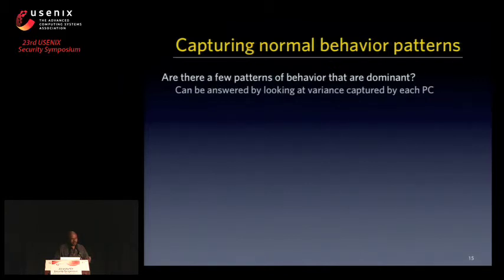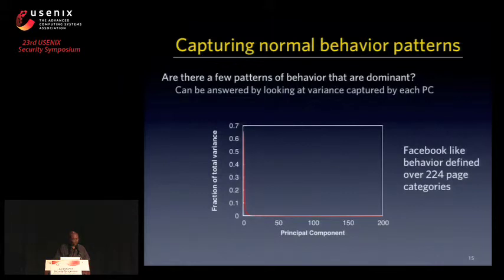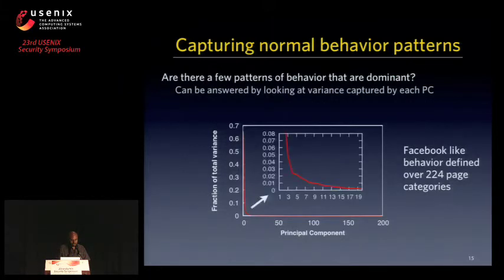Each principal component will correspond to some behavioral pattern. We can try to see if there are a few dominant patterns of behavior by looking at the fraction of the variance each principal component captures. This plot answers that question. On the x-axis, you have principal components ordered by the fraction of variance they capture. On the y-axis, you have the fraction of the total variance captured by each component. Let me enlarge this plot.